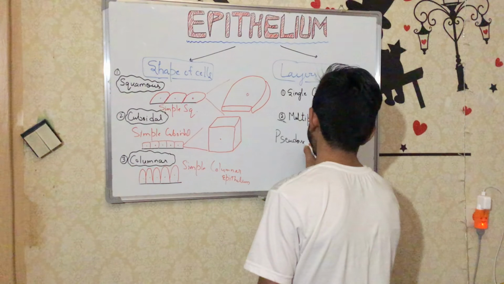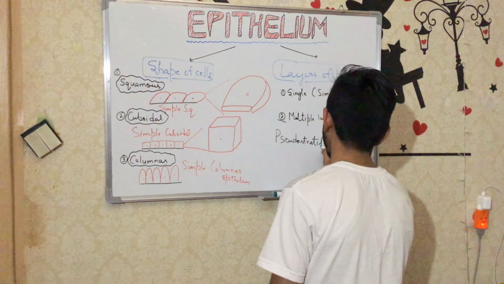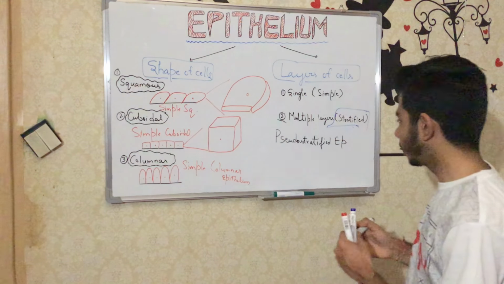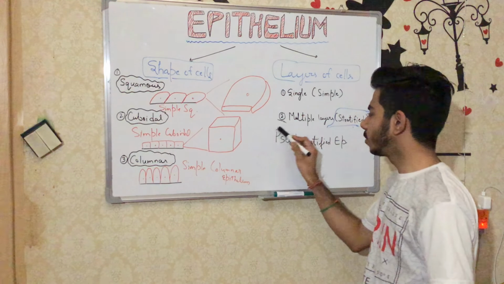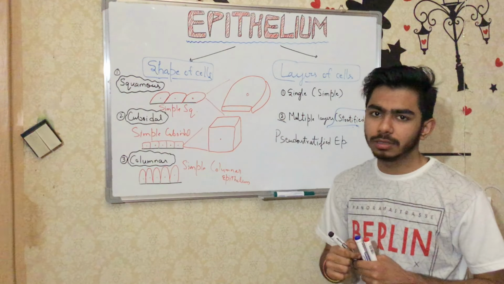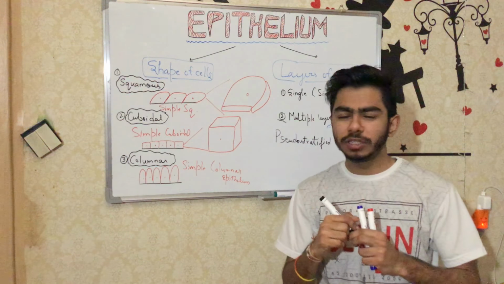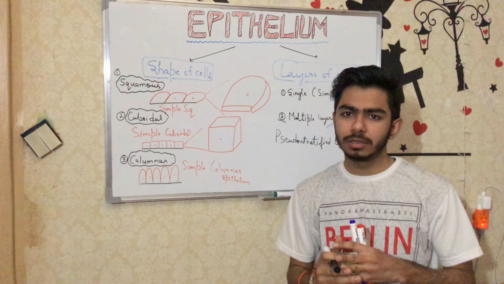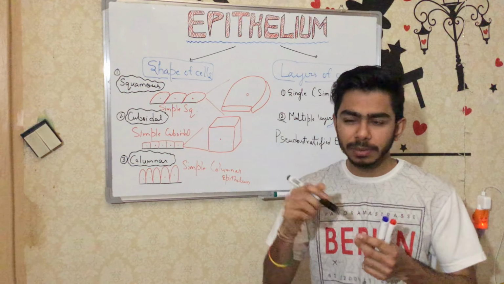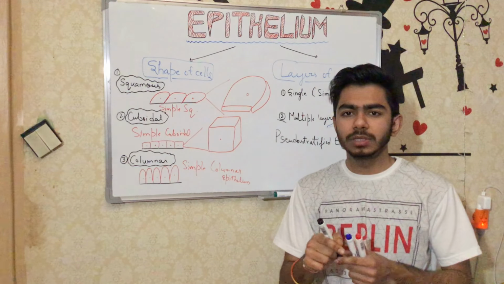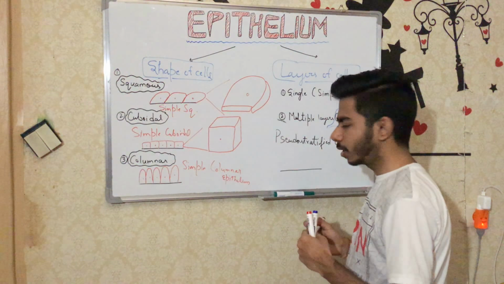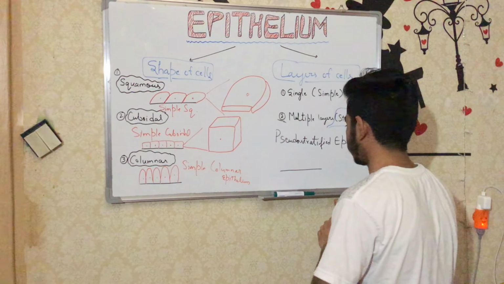Pseudostratified epithelium. Now, as the name suggests, pseudo means false, and stratified means multiple layers. So these are kind of false multiple layers. It means the epithelium will look like it has multiple layers, but actually there won't be multiple layers. For example, look over here. This is the basement membrane, and here I am drawing some cells.